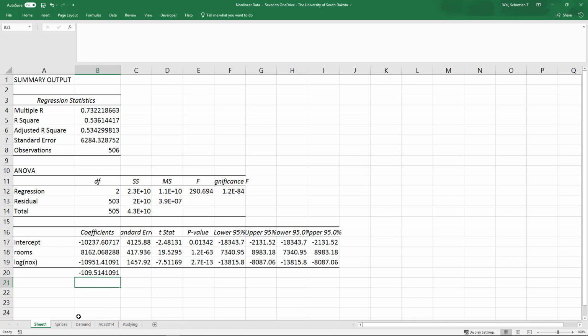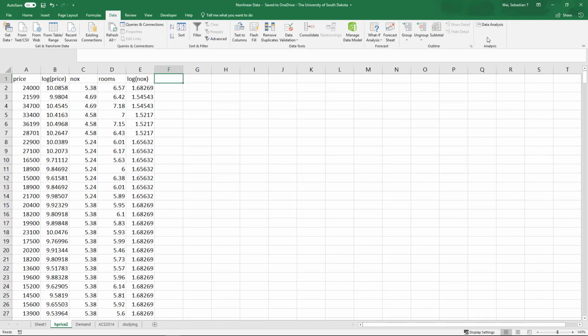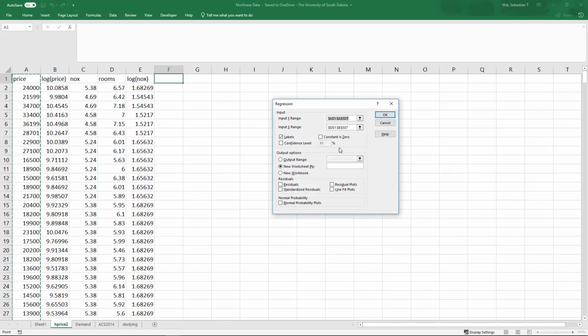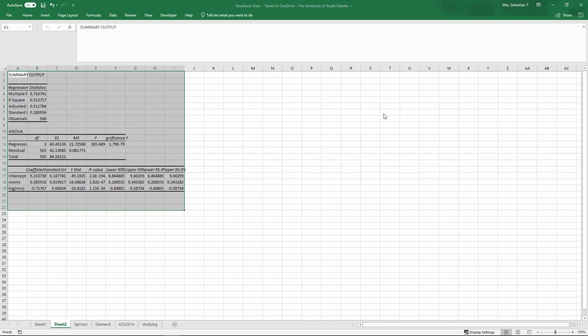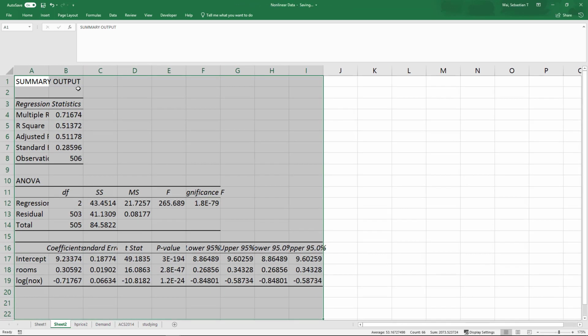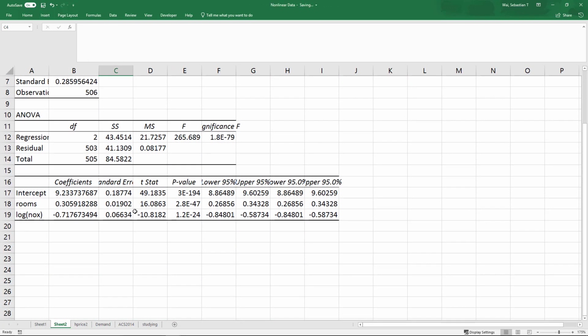Let's go back and run our second regression. We're going to go back to the regression window, and we are going to change our y range to our second column here, the log of price, as opposed to just the price. We're going to keep our explanatory variables the same. Let's take a look at what we have. You can see how the numbers in the coefficient column have changed drastically. They're much smaller now. That's because we have logs as opposed to levels on our dependent variable.